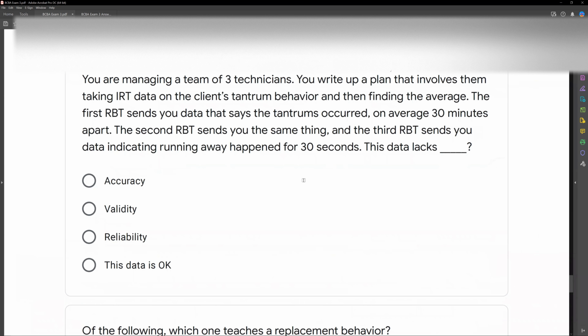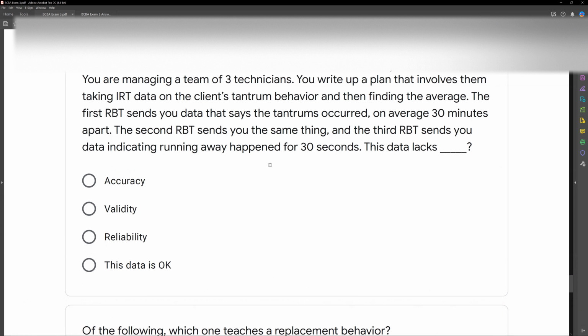You're managing a team of 3 technicians. You write up a plan that involves them taking IRT data on the client's tantrum behavior and then finding the average. First RBT sends you data that says tantrums occurred on average 30 minutes apart. Second RBT sends you the same thing, and the third RBT sends you data indicating running away happened for 30 seconds. This data lacks what?